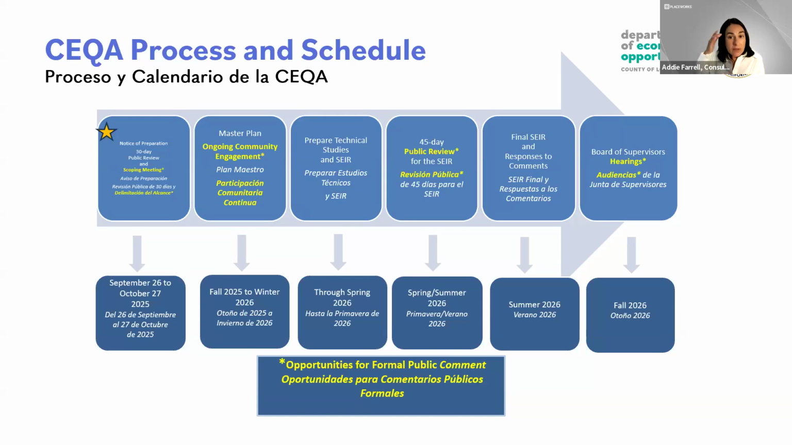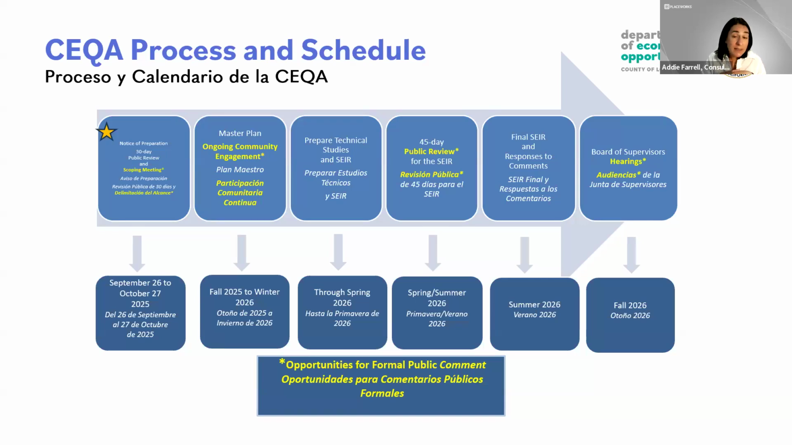The final environmental impact report will include all of the responses to comments. So we prepare written responses to every comment that is related to the environmental impacts and the environmental impact report. And all of that information, there might be some revisions or refinements to the EIR, and all of that information compiles what is called the final EIR. That is anticipated to be completed in summer of 2026.